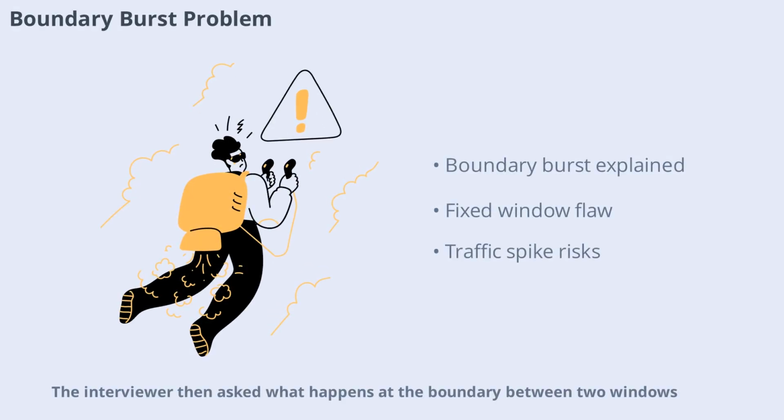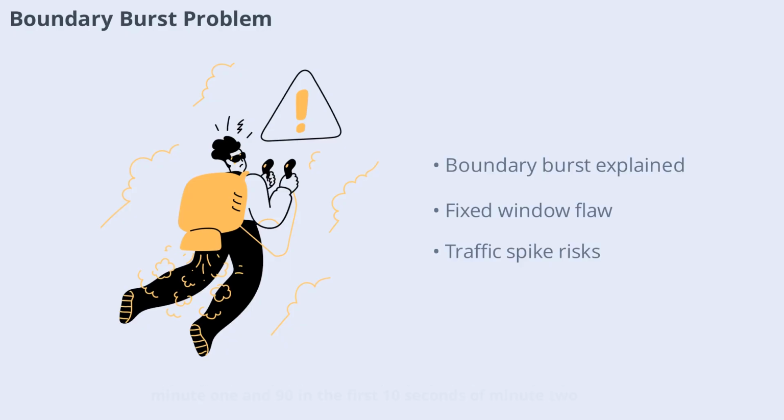The interviewer then asked what happens at the boundary between 2 windows. If a client sends 90 requests in the last 10 seconds of minute 1 and 90 in the first 10 seconds of minute 2, with a limit of 100 per minute, my counter would allow all 180. This creates a burst that exceeds the intended rate limit. I hadn't considered this edge case.